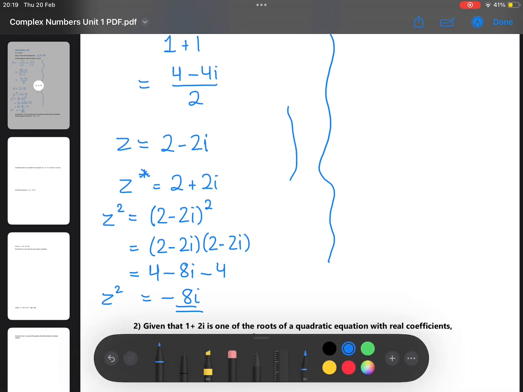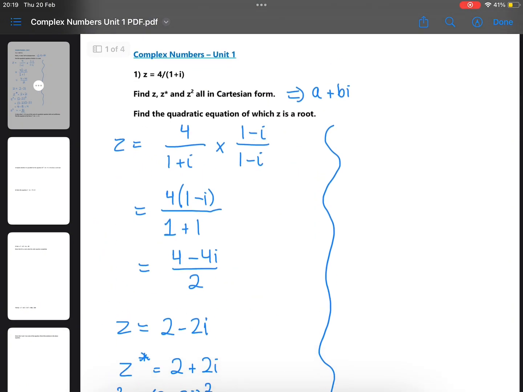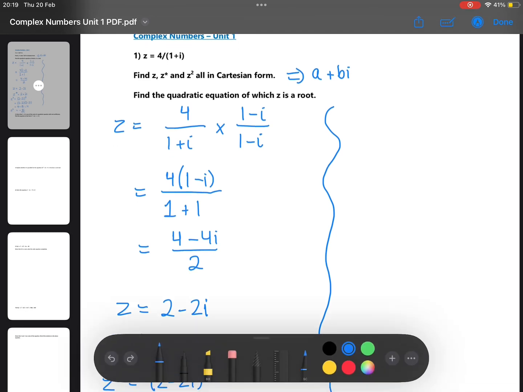And then what we've been asked to do is to find the quadratic equation of which z is a root. So we want to use the property here that if we have one root of an equation as being complex, then another root of that equation will be the complex conjugate of that complex number. So z is a root implies, and this is a symbol meaning that it implies both ways, that z star is also a root.